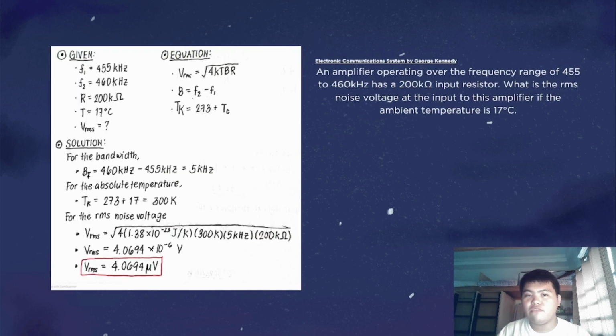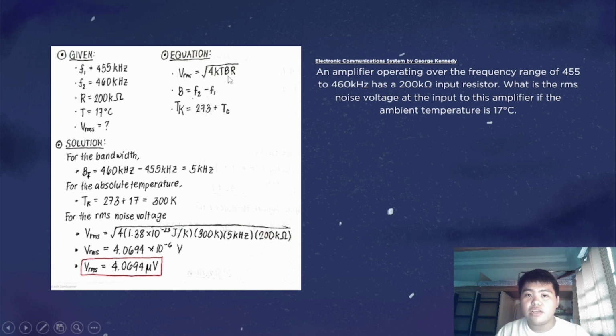So we have the given range of 455 to 460 kHz, which can be represented as f sub 1 is equal to 455 kHz and f sub 2 is equal to 460 kHz. We have the given resistor, which has a resistance value of 200 kilo ohms and an ambient temperature of 17 degrees Celsius. Since we need to find the RMS noise voltage, we need to use this equation. V RMS is equal to the square root of 4kTBR.